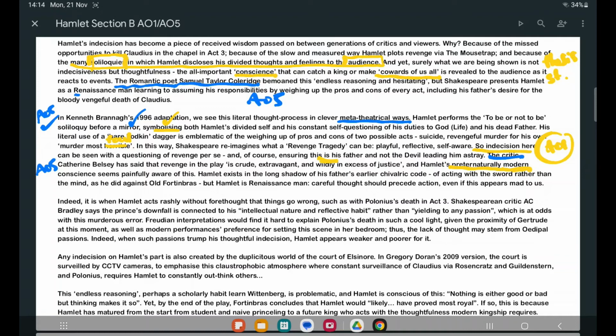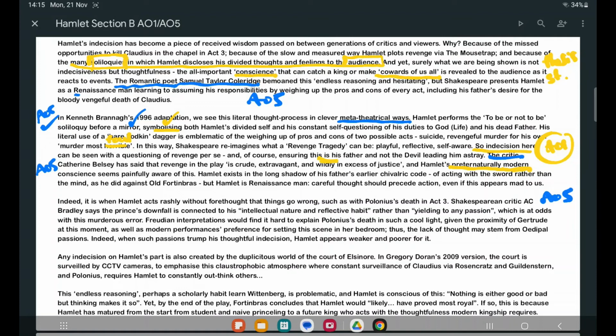That's in the duel when he killed him. But Hamlet is Renaissance man, critical concept to return to. Careful thought should precede action, even if this appears mad to us. Indeed, it is when Hamlet acts rashly without forethought that things go wrong, such as with Polonius's death in Act 3. Shakespearean critic A.C. Bradley says the prince's downfall is connected to his intellectual nature and reflective habit rather than yielding to any passion, which is at odds with this murderous error.